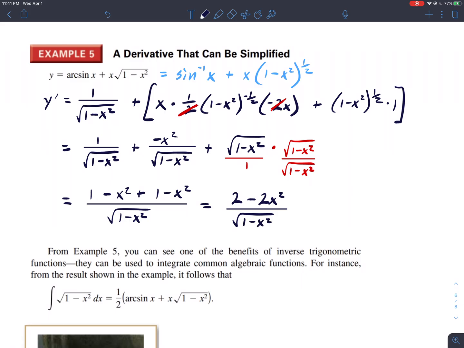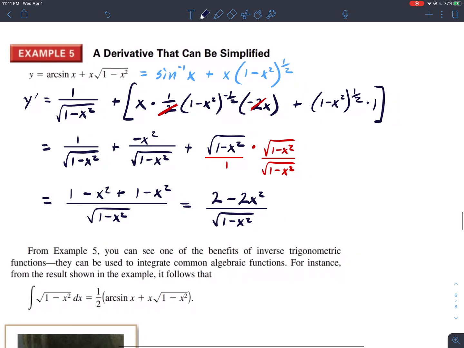And there is one, you may not see this right off the bat. That looks pretty clean the way it is, but there is one more simplification we can do. If you factor 2 off the top, notice we've got 1 minus x squared technically to the 1 power, right? And the denominator is 1 minus x squared to the half power.